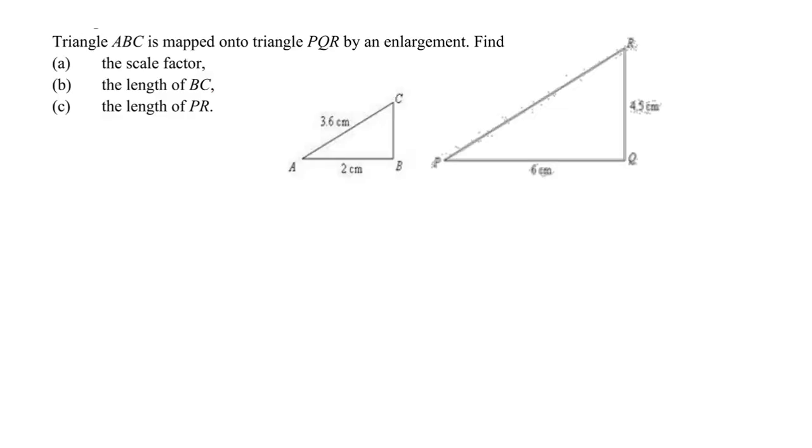Hello everyone, welcome to this video where we are given that triangle ABC is mapped onto triangle PQR by an enlargement. Straight away, I know the scale factor must be bigger than 1. Okay, and how do we find the scale factor? In this case, we just need to identify a corresponding side.